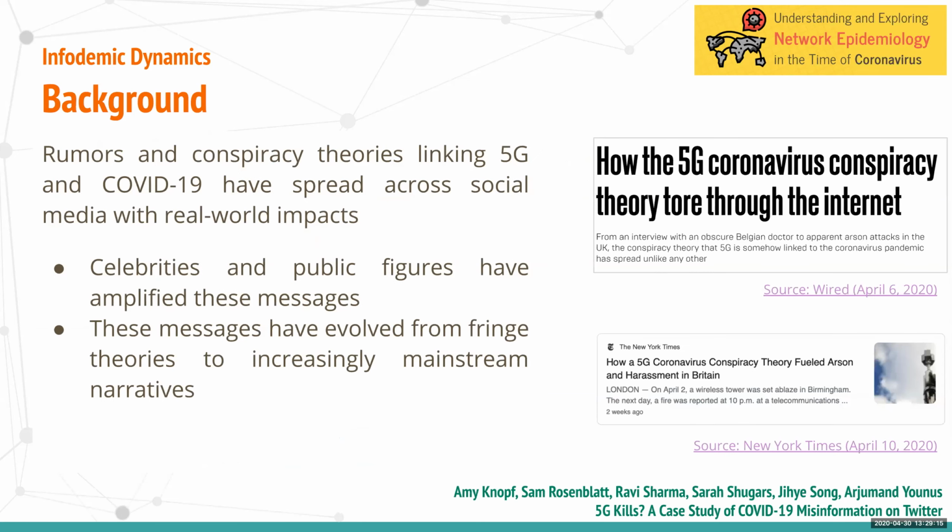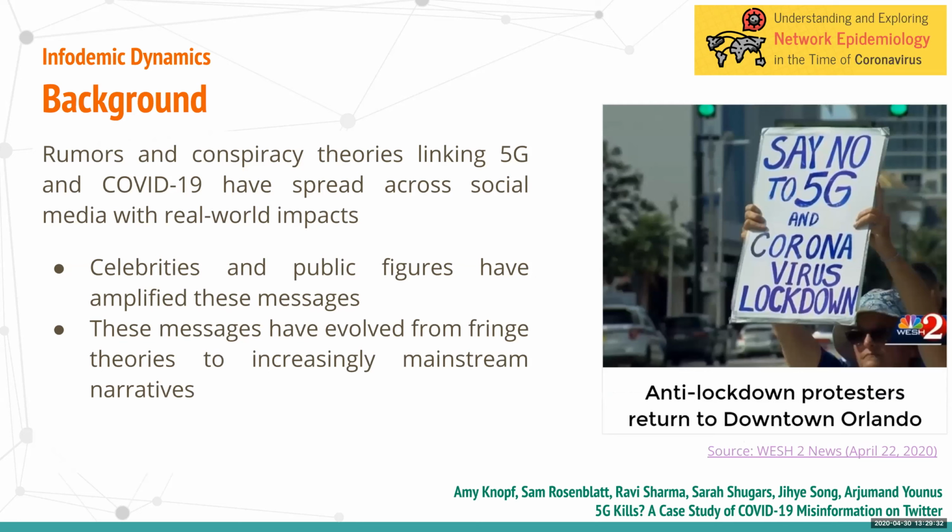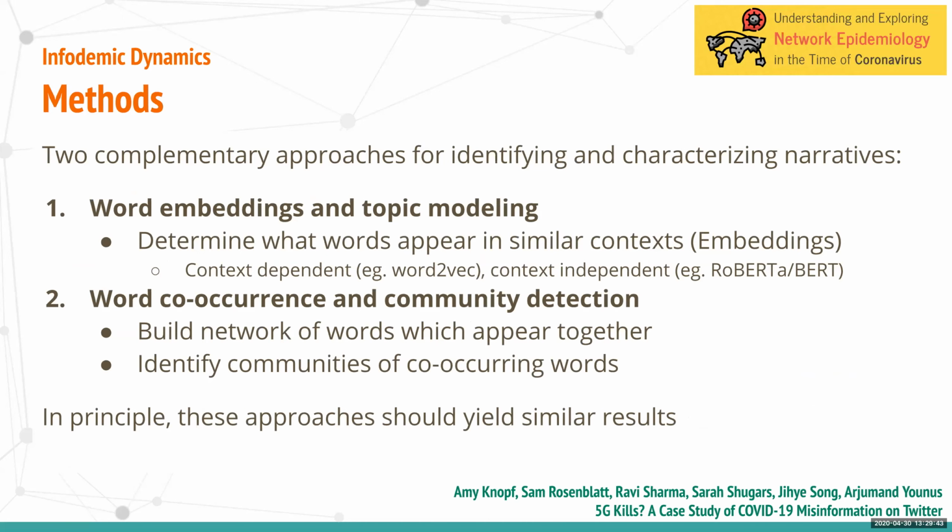Specifically, conspiracy theories linking 5G and COVID-19 have spread across social media, with celebrities and public figures amplifying these messages. So these are no longer obscure fringe theories, they're becoming increasingly mainstream. And they've had real-world impacts such as the destruction of cell towers. And this also has significant implications for public health, as we've seen in recent and ongoing protests against lockdowns and physical distancing measures. So we're taking two complementary approaches to identify and characterize narratives, and these are word embeddings and topic modeling, as well as word co-occurrence and community detection. And next we'll go into our data collection and analyses.